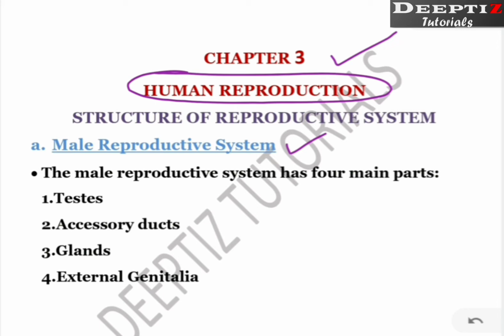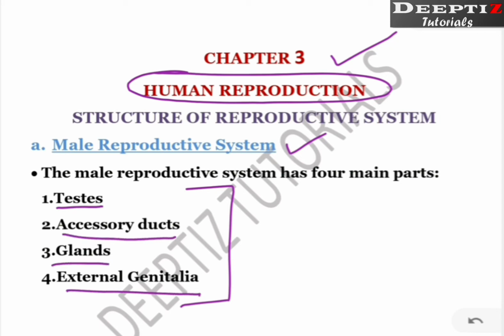This male reproductive system has 4 main parts, that means under these 4 headings we will be discussing the male reproductive system. This includes testes, accessory ducts, accessory glands, and external genitalia.